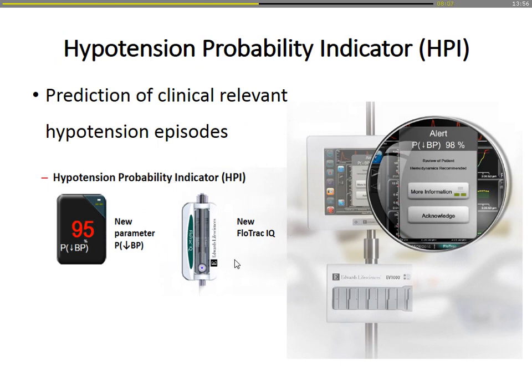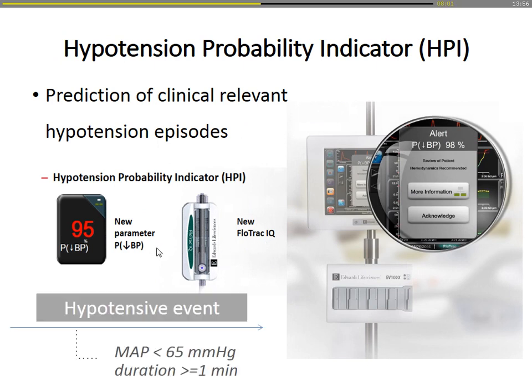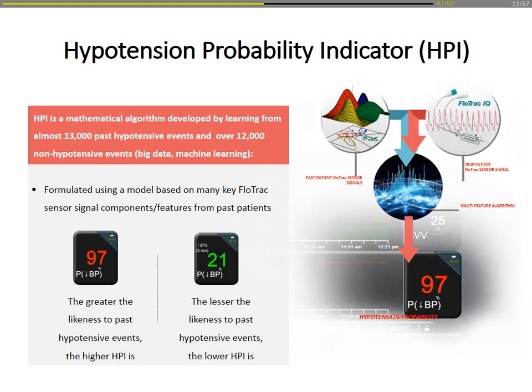And what you need for this is the FloTrac IQ sensor, in this case, which predicts your hypotension, defined as a mean arterial pressure below 65 for more than 1 minute. So this is based on an algorithm which is big data learning, big data analysis, machine learning from many patients who developed hypotension. Over 12,000 events were fitted into this model, and then the computer can compare the actual data of your patient with this database-derived model and predict if your patient will develop hypotension, yes or no.